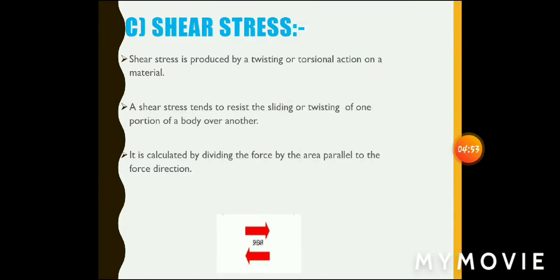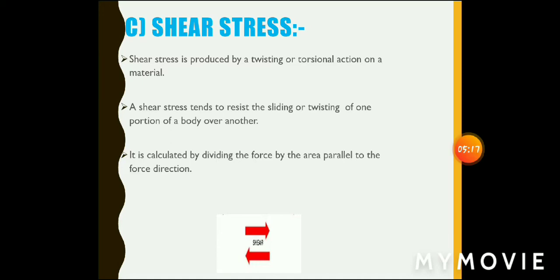Now coming to shear stress. Shear stress is produced by twisting or torsional action of a material. It happens when a material is kept fixed at one point and free at the other end. When force is applied to the free end, there will be sliding of that surface over the surface that is fixed. So that is called a shear stress.